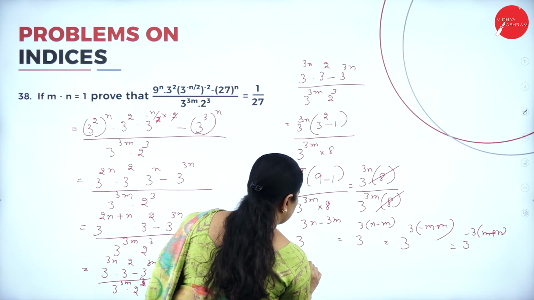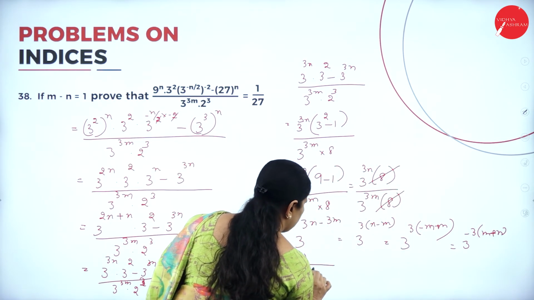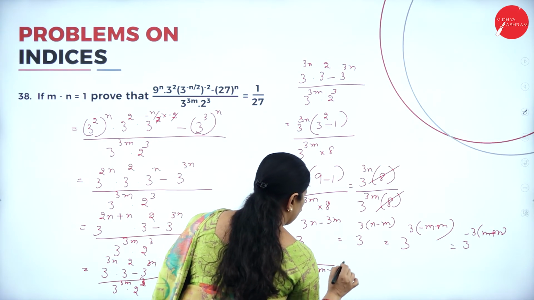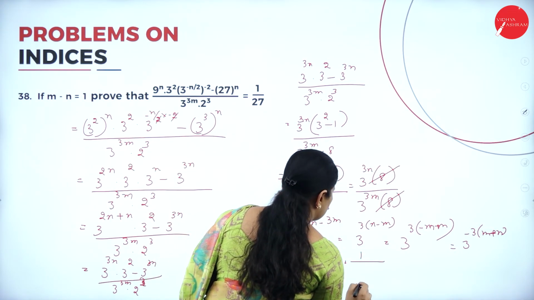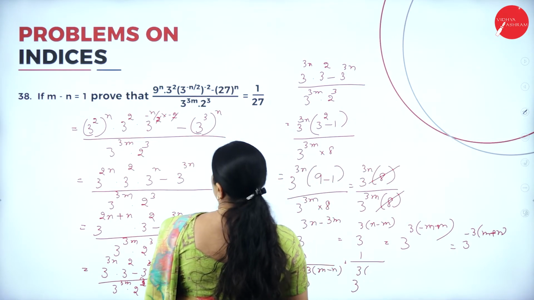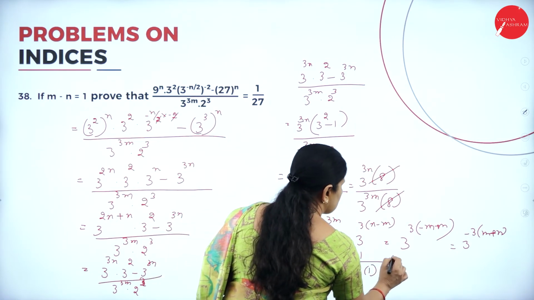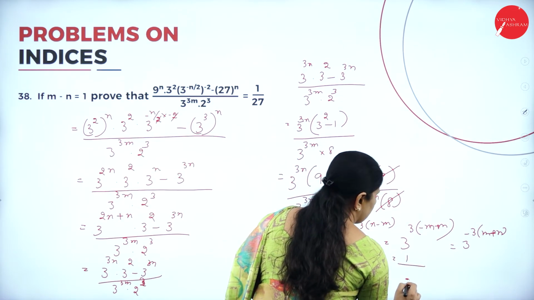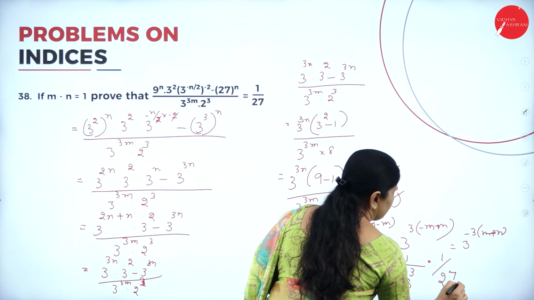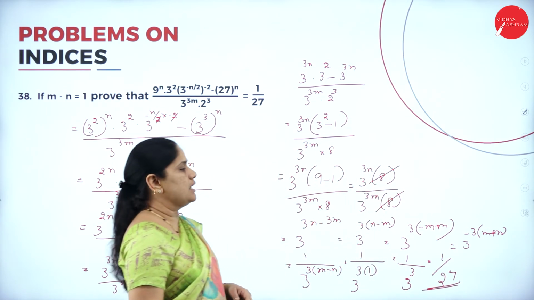So I can write it as 1 by 3 cube to the power of m minus n. So this will be equal to 1 by 3 cube. So m minus n is equal to 1. So this will be equal to 1 by 3 to the power of 3. So that will be 1 by 27 is the answer.